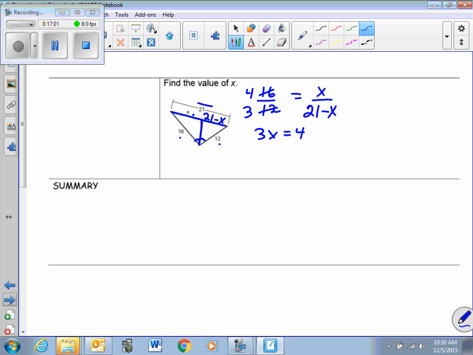3x equals 4 times 21 minus x. 3x equals 84 minus 4x. Add the 4x to both sides. I get 7x is 84. And x is going to be 12.